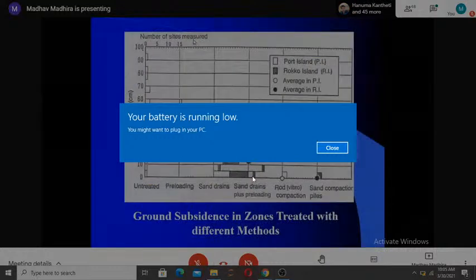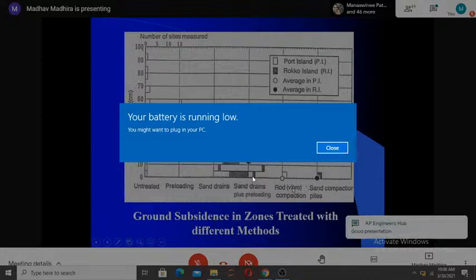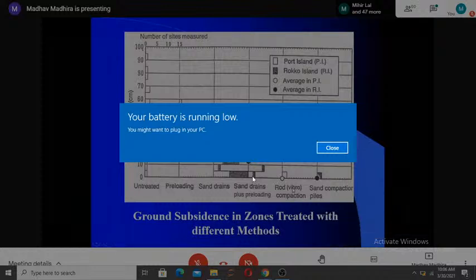One of the best illustrations here is in Japan, where there were 2 reclaimed areas affected by an earthquake. If you don't treat, the subsidence was anywhere from 30 to 95 centimeters. With preloading, it has come down to maybe 15 to about 30, whereas with sand drains and preloading, it's hardly 5 to about 20 centimeters. But with vibro compaction, it became less than 5. This is the best way to demonstrate to anybody that ground treatment is the best way to avoid future problems.